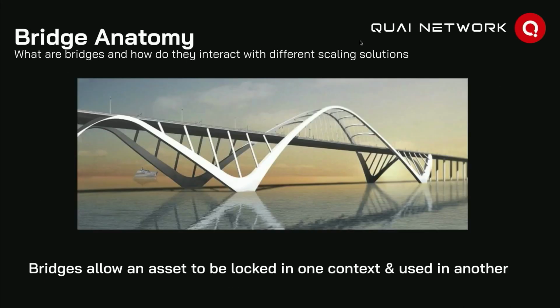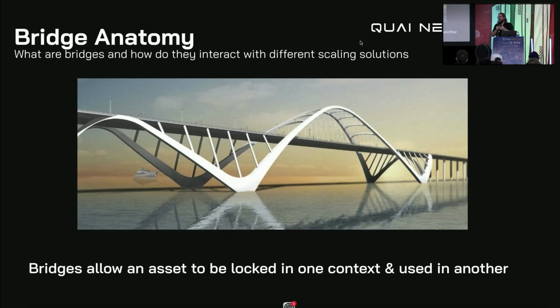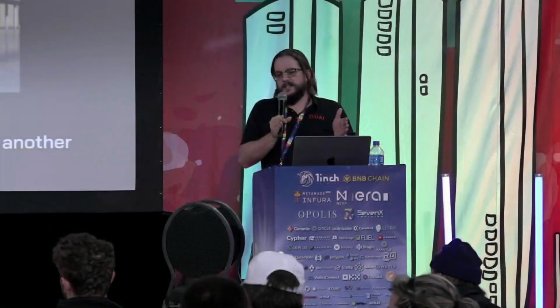So what exactly is a bridge, and how do they interact with scaling solutions? Bridges effectively allow an asset to be locked in one context and then used in another. There's no way that I can actually send Ethereum out of Ethereum into Optimism. I am locking Ethereum in Ethereum, and then I'm using it in Optimism. And I have a large number of risks that will exist, which I will discuss, while I'm in that locked context.